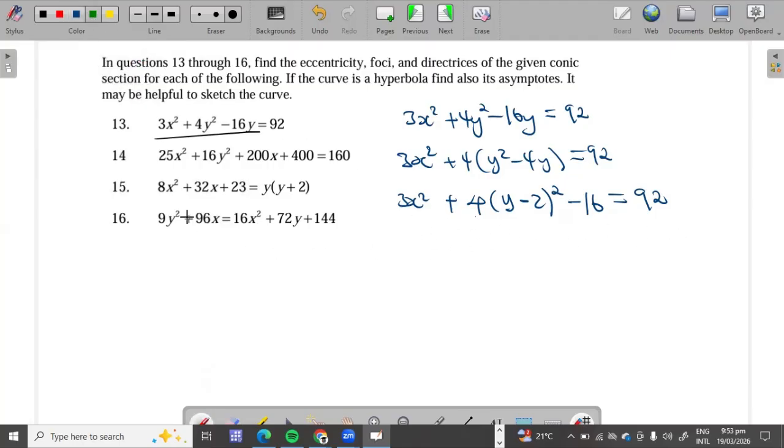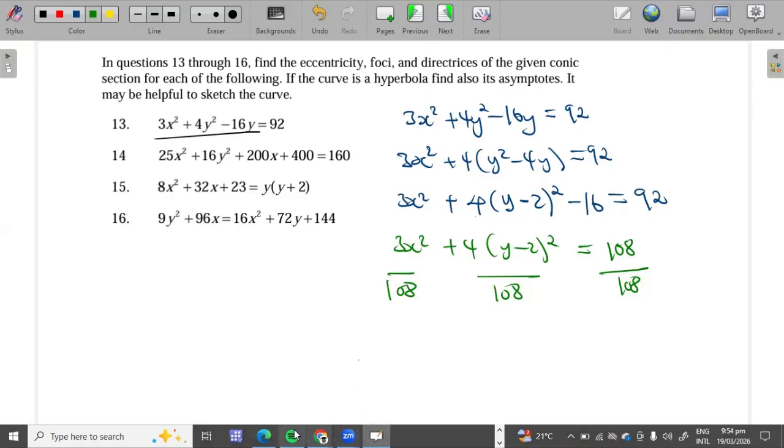Right, so from here, we take the constant to the other side, such that you have 3x squared plus 4 times y minus 2 squared equal to, the 16 goes to the other side and becomes 108. Then divide by 108 on both sides.